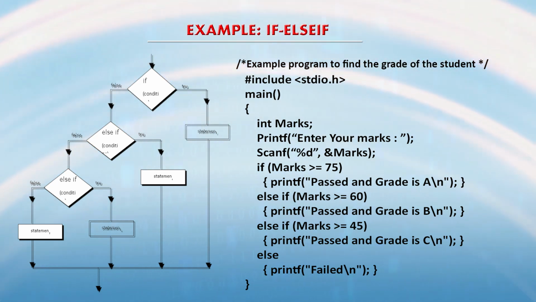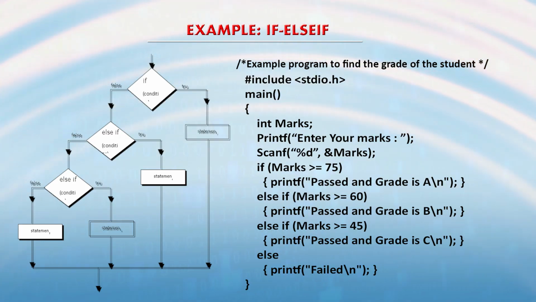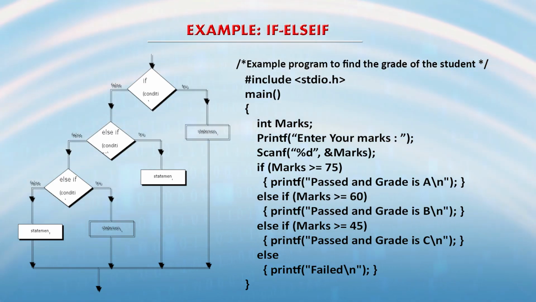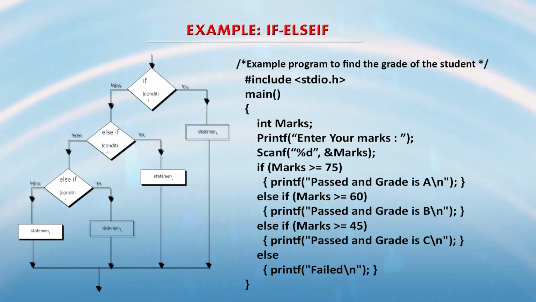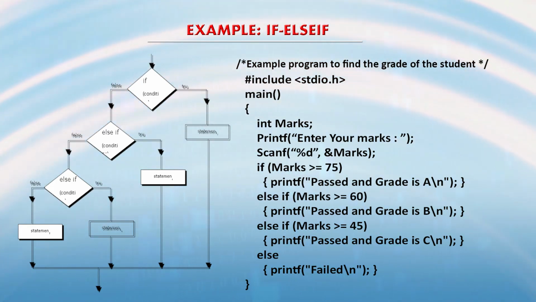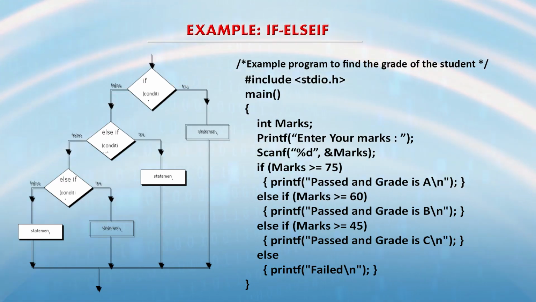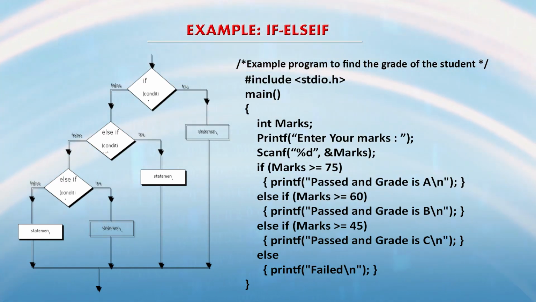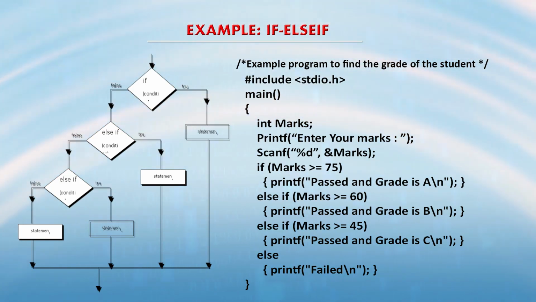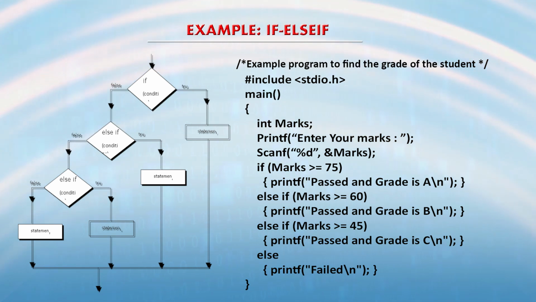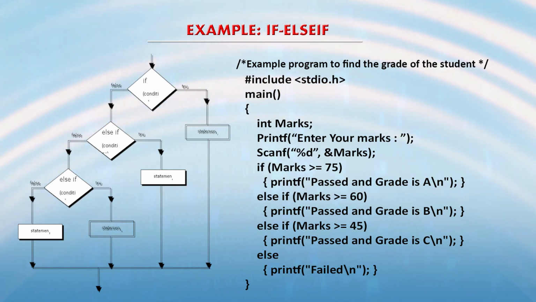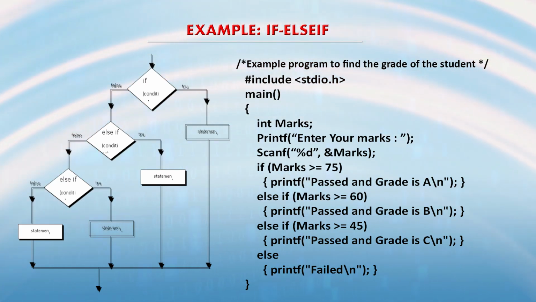Else if, now else condition is there, after that one more condition is there, else if is used in that. Else if marks is greater than 60, printf pass with grade B. Else if marks is greater than 45, printf passed with grade C. And if the marks are still less than 45, then print failed. So, you can use the else if construct for multiple conditions.